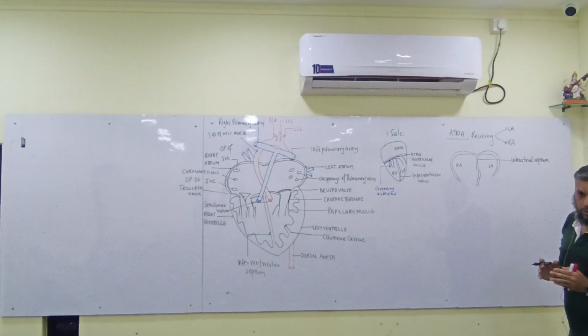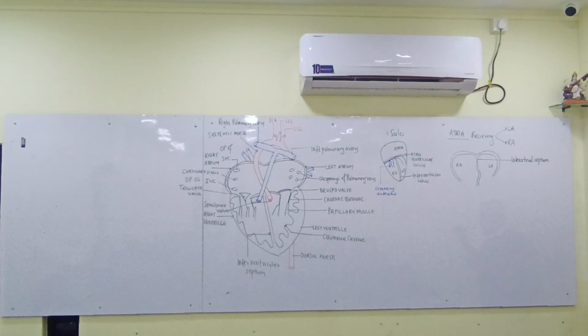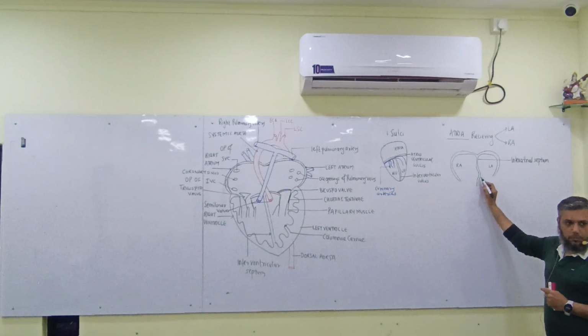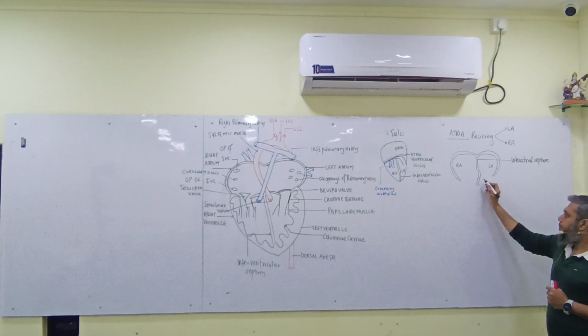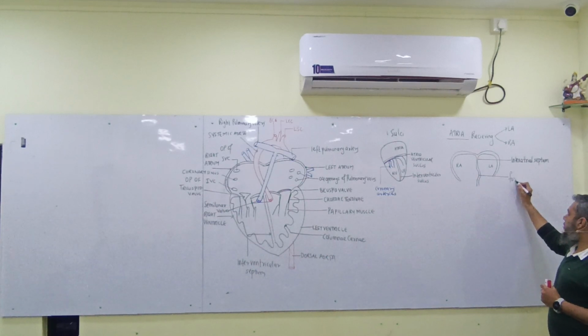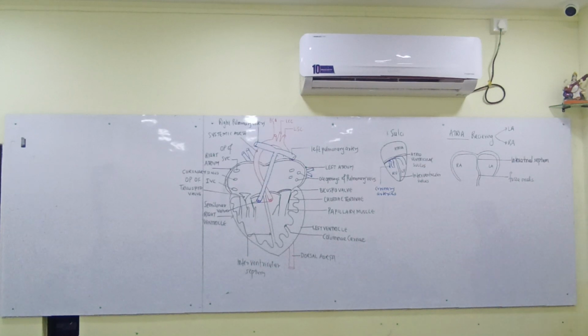Inter means between. Between the two atria there is a wall, that is called the interatrial septum. On the interatrial septum, there is an oval-shaped depression. Okay, this is called the fossa ovalis. Okay, so on the interatrial septum, there is an oval-shaped depression which is called the fossa ovalis. Now, fossa ovalis has a backstory. Like the backstory in your movies, similarly fossa ovalis has a backstory.